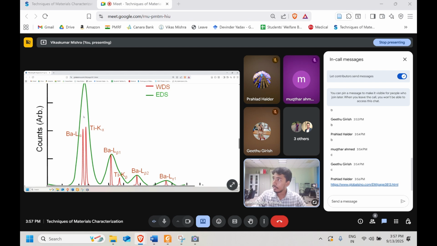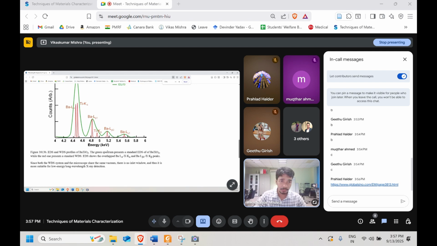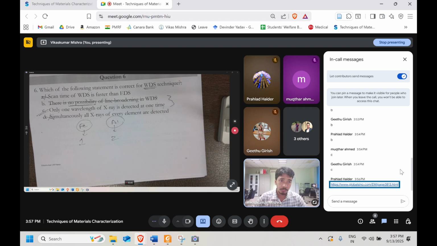Here the EDS is giving the broader peak, while for the WDS the peaks are less broad. But can we say that there is no broadening? No, that's not correct, right? This is why overlapping matters. In one case it might be possible that the overlapping is not there, but in certain cases the overlapping might be there. So with that, I think we can say that the right answer is option C.